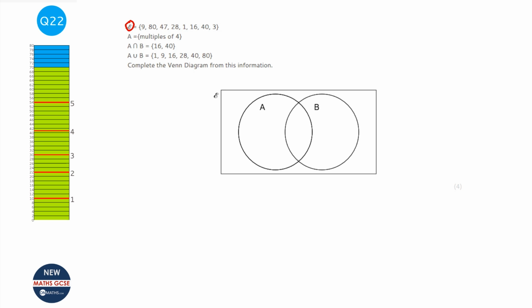Now it says that A is all the multiples of 4. So we know all the multiples of 4 are going to go into A, but we can't fill them in yet because we don't know whether they're just in A or in that overlap. So this is what the next piece of information is going to be. This little symbol here means and. Now if you think about it, with a little line across, it would say and. That means those numbers are in both A and B. So actually we can fill those out now. So 16 and 40, they're going to be in A and B.